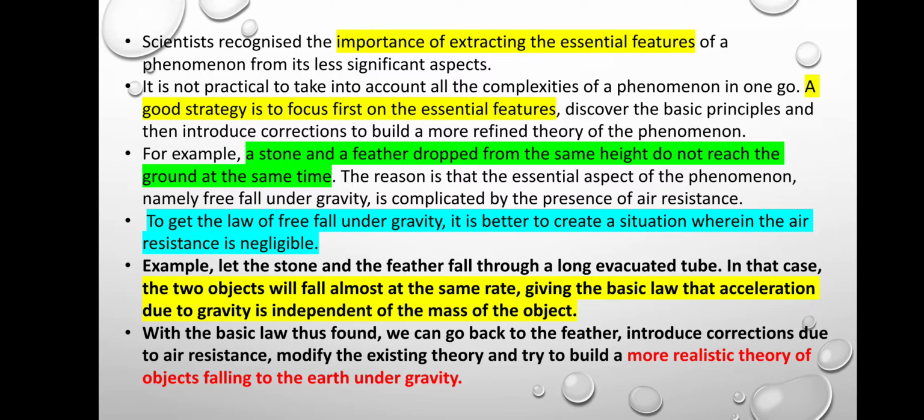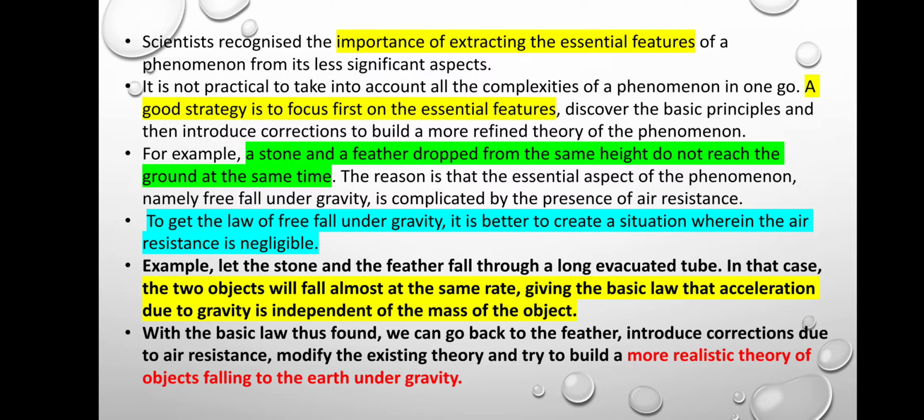So you see, two or three concepts are linked together. Correct? So to get the law of free fall under gravity, it is better to create a situation wherein the air resistance is negligible. Once we make air resistance negligible, then only we can say, okay, this is free fall under gravity. Right?